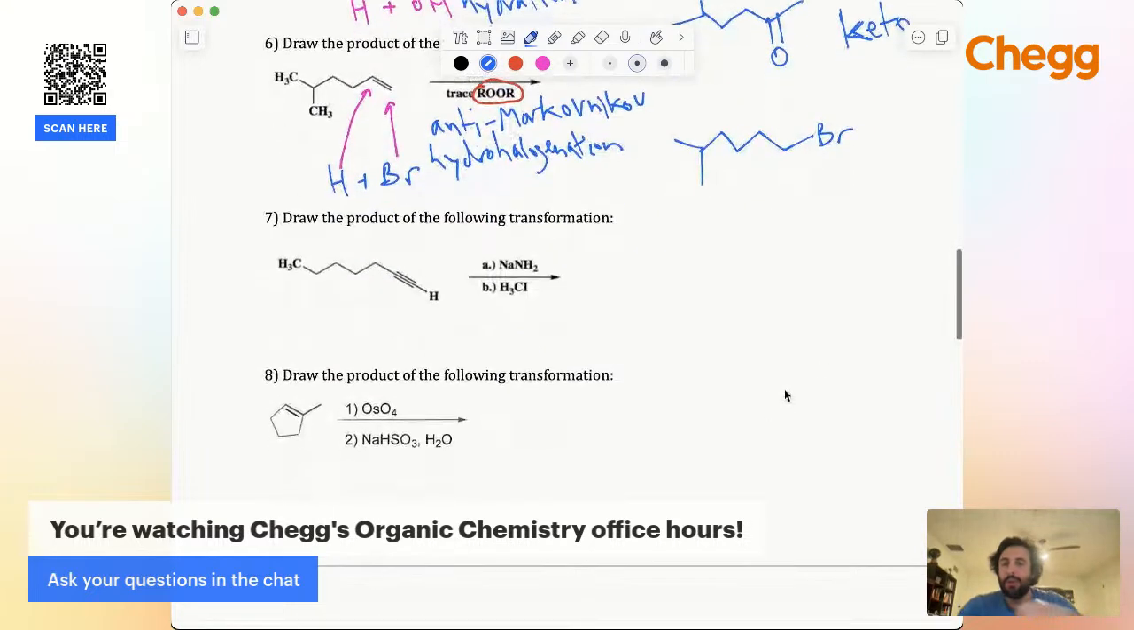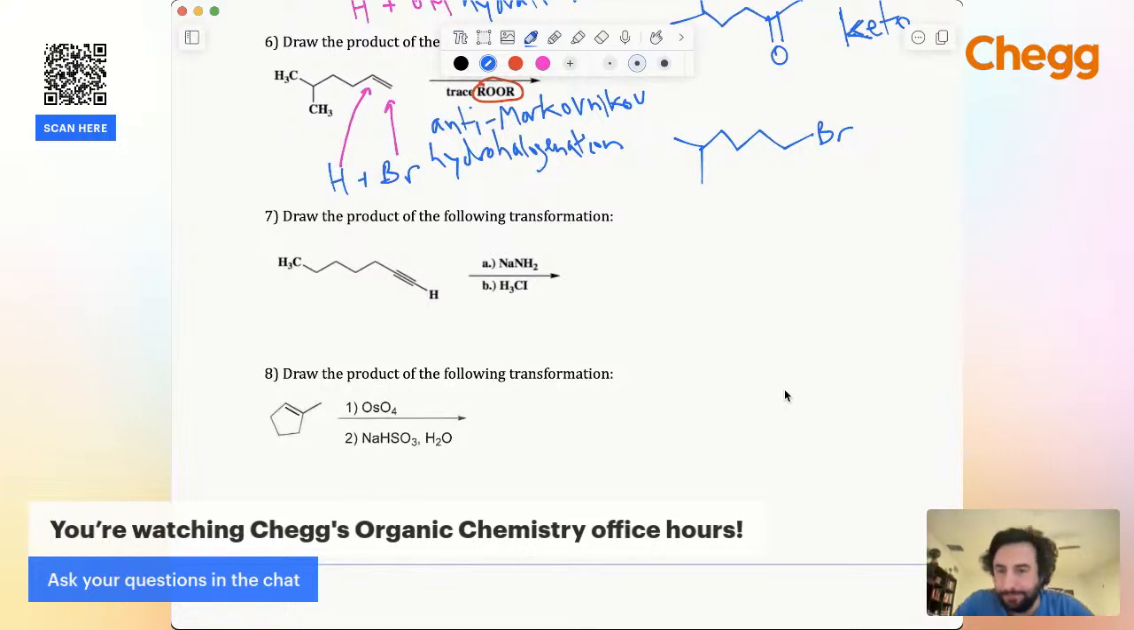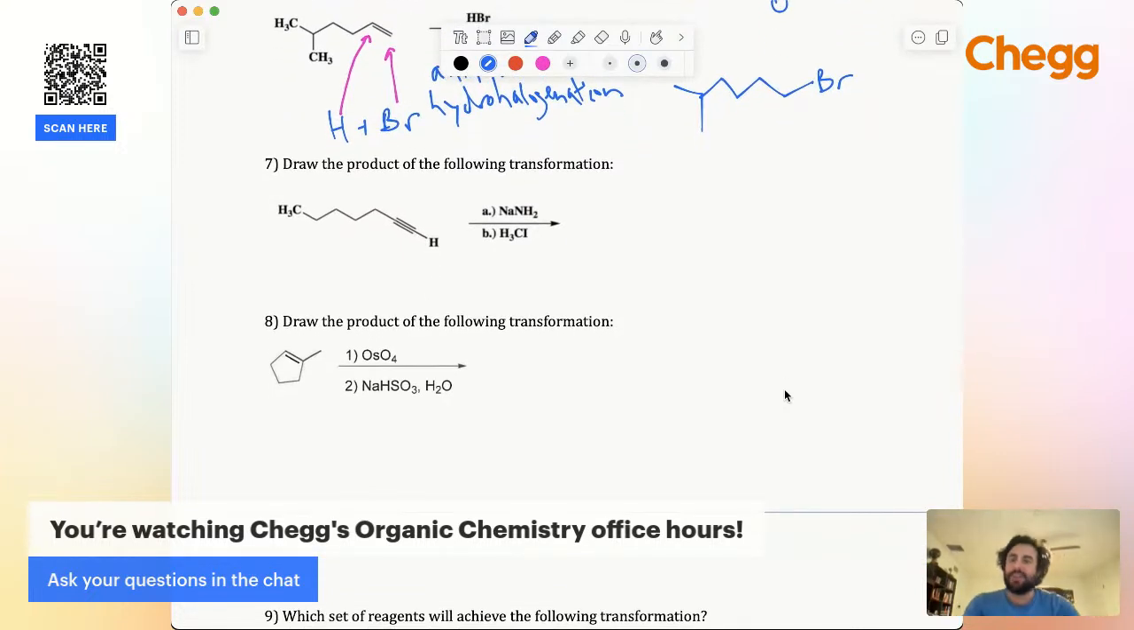Okay, that's it. So number 7, again, draw the product of the following transformation. So let's look at an alkyne. This actually is not an addition reaction, but when we're looking at alkene and alkyne substrates, sometimes we're going to throw in some other reaction types. So what is going to happen here?